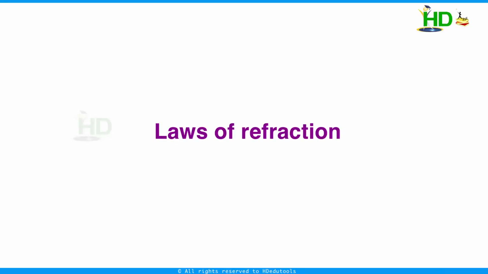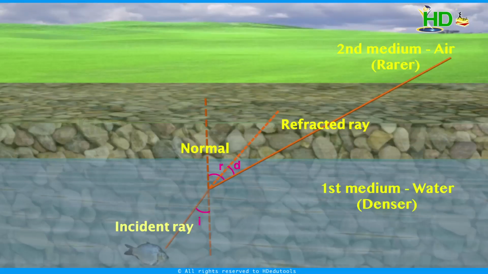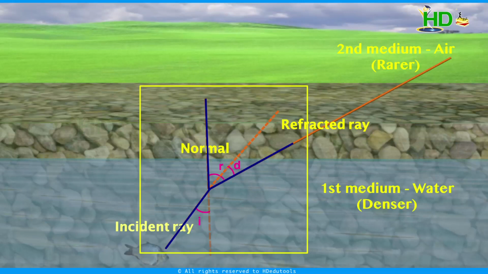The laws of refraction: the incident ray, the refracted ray and the normal to the refracting surface at the point of incidence lie in the same plane. See here, this is the incident ray, this is the refracted ray and this is the normal to the refracting surface. These three are in the same plane.